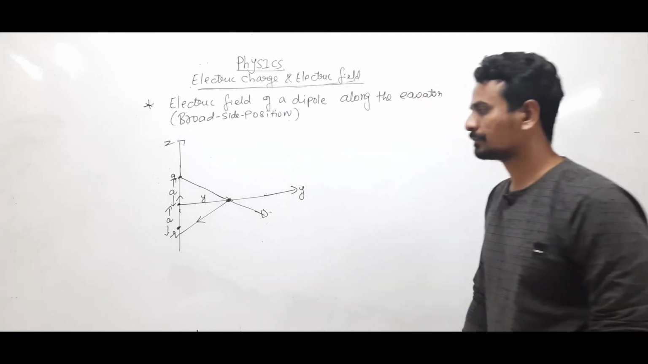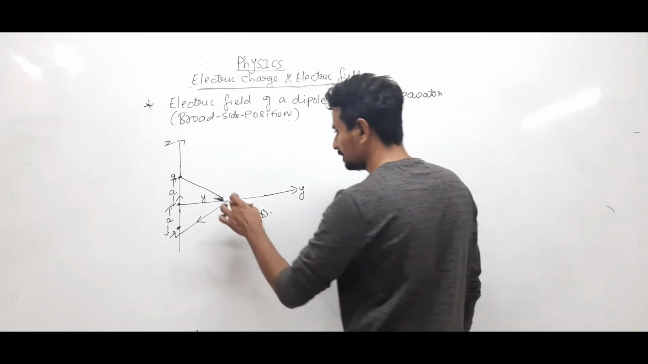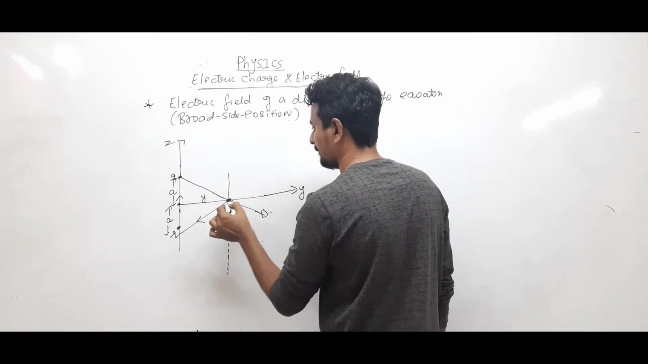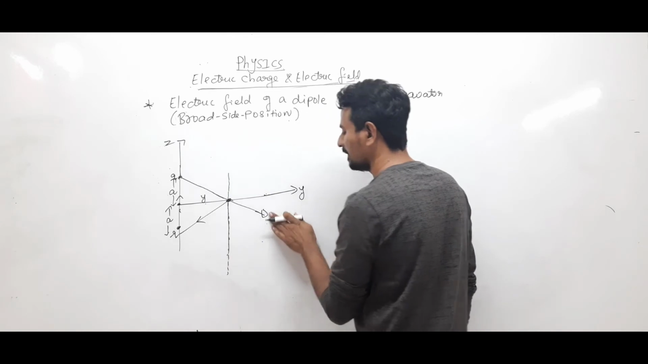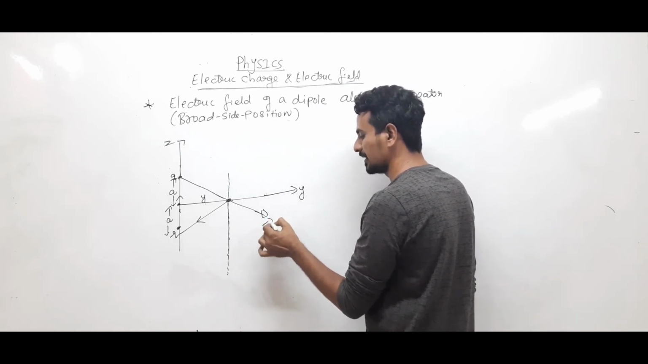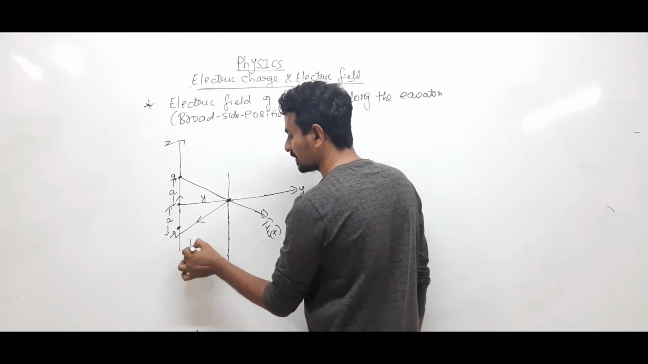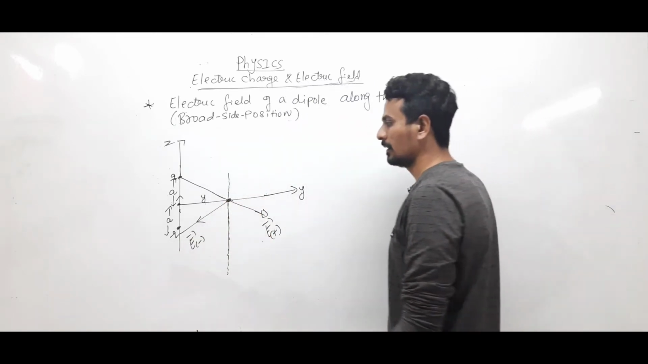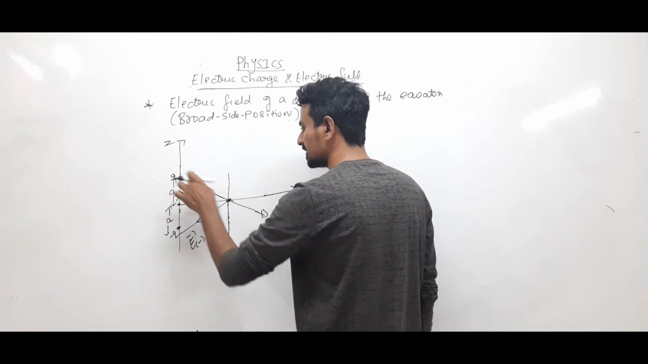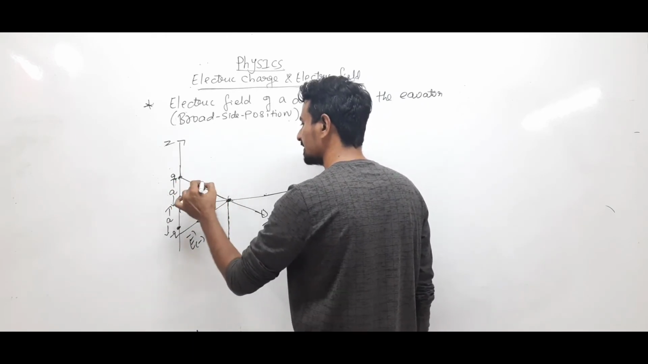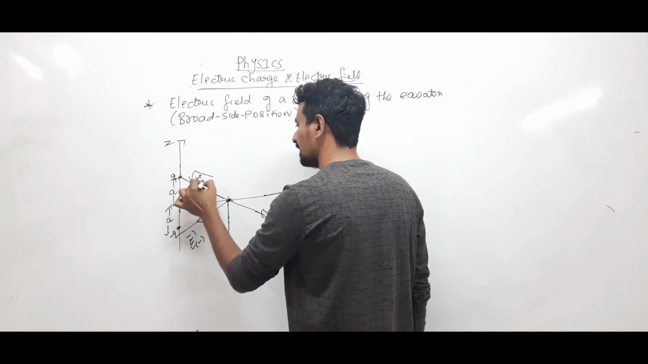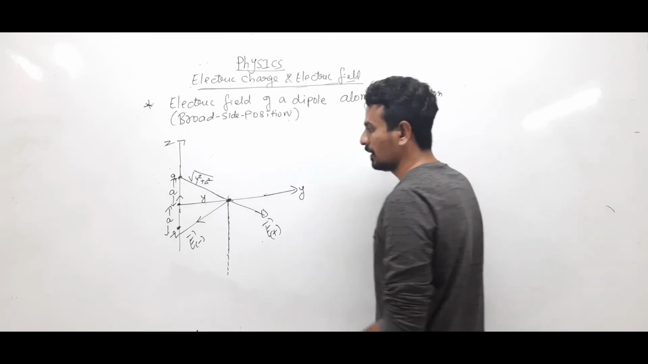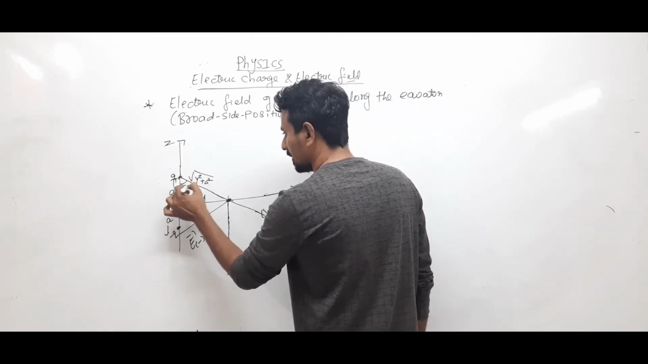Clear? Fine. So this is the electric field because of positive charge. This is the electric field because of negative charge. Right? This is y, this is a. So this distance will be, according to Pythagoras theorem, y square plus a square. Clear? Let us say this angle is theta.